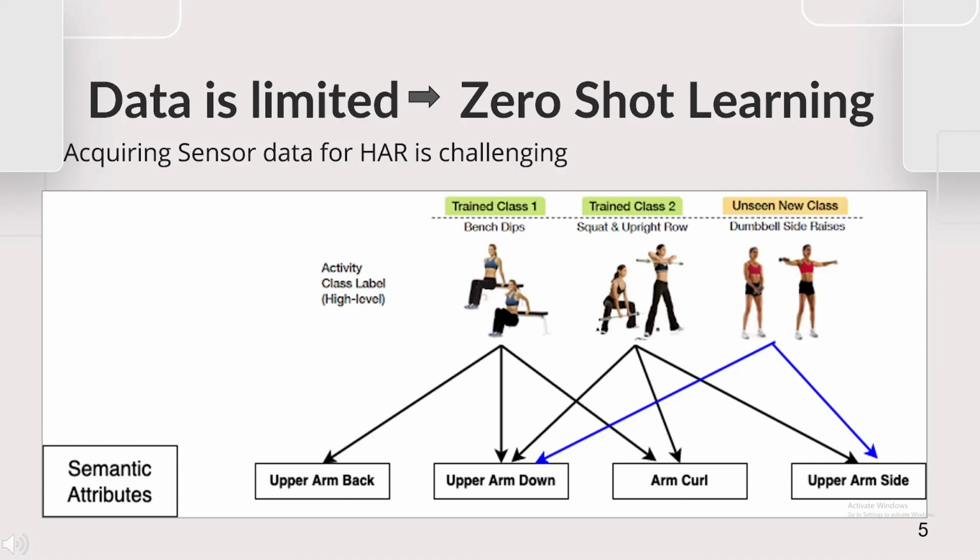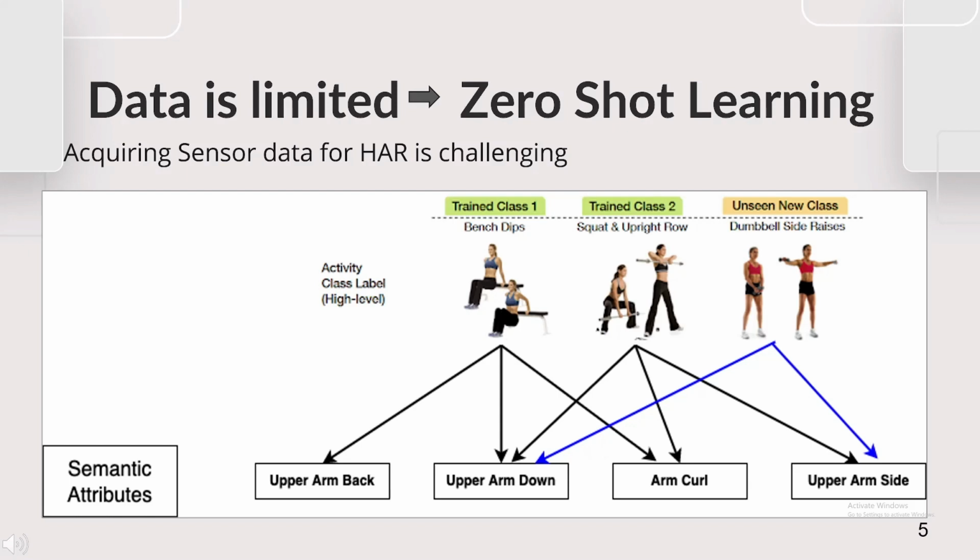Many of these human activities like running, sitting down, climbing can be broken down into common attributes. For example, if we look at the figure, we can see that arm curl is a common attribute for both bench dips and upright row. Now, if we train a human activity recognition model on bench dips and upright row data, using this auxiliary information of attributes, we can then use these attributes to map a relationship between trained activities and untrained activities, like dumbbell side raises in this example, so we can also predict that activity without training it specifically. This strategy is known as zero-shot learning, and this helps with the limited data problem.